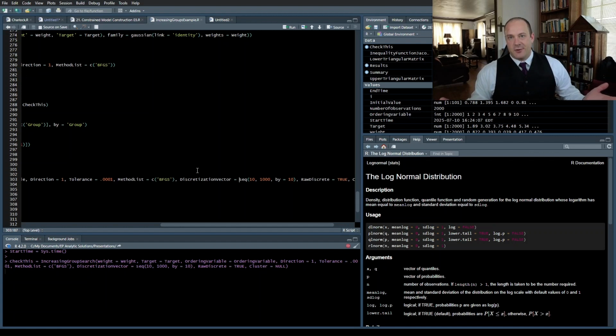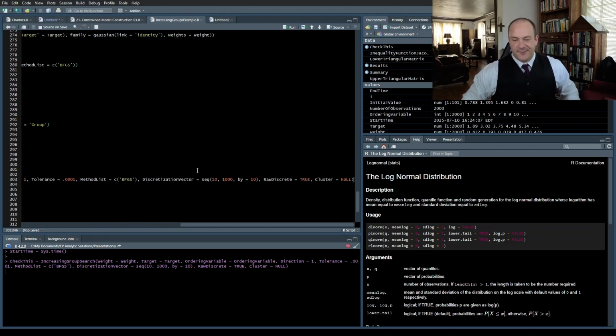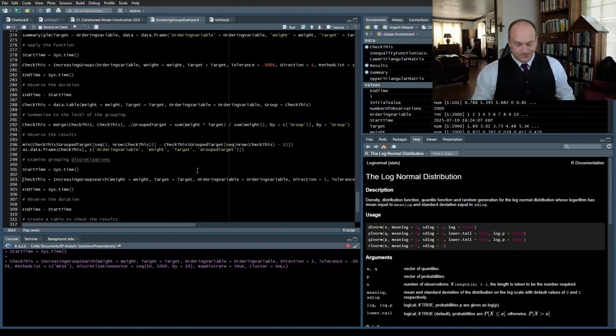First, discretize the ordering variable, then try to create increasing groups. And then try to discretize it this different way, and then try to create increasing groups. And then the raw discretize input here says, and also try to do it just on the raw data itself and see what goes on. Because these runs don't rely on each other, they can be parallelized, and that is the point of the cluster parameter here. It will go faster when you do that.